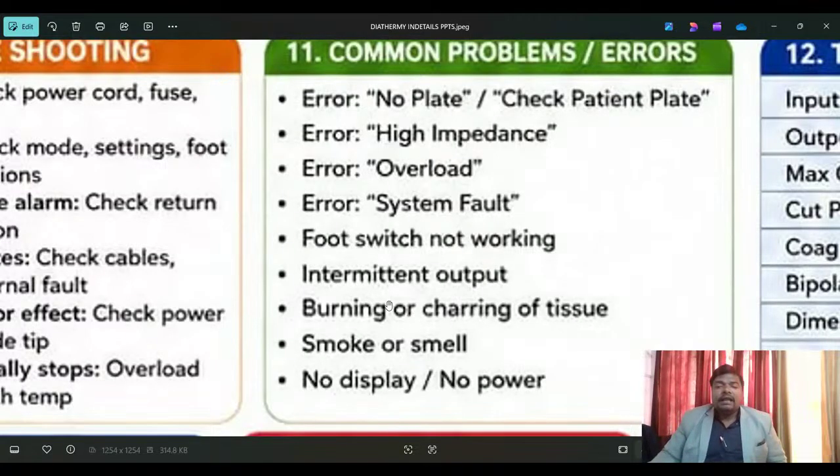Okay, right. Here, see, common problems, what will happen? For example, if the foot switch is not working, then you have to check it and open it, and if any cable is damaged, then you have to open it, solder it and continue to check using a multimeter. Next, the intermediate output, how much voltage is coming, everything you have to check.